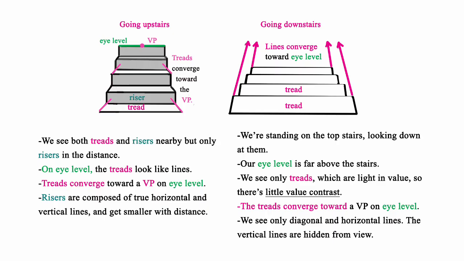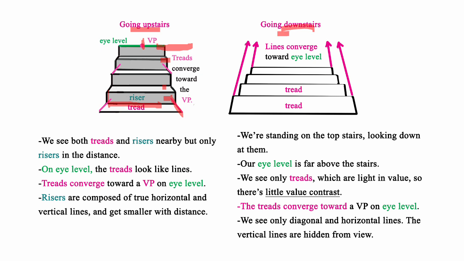Here are two frontal views of stairs, either going up or going down. When they're going up, we see the treads and the risers. The treads get smaller and smaller until at eye level they become a line. These diagonals converge toward a vanishing point on eye level. And the risers we see are composed of true horizontal and vertical lines, and they get smaller with distance.